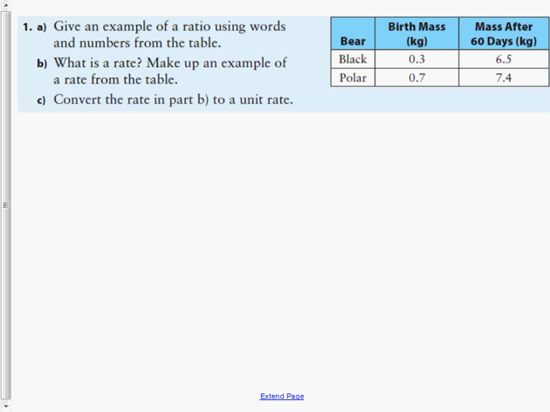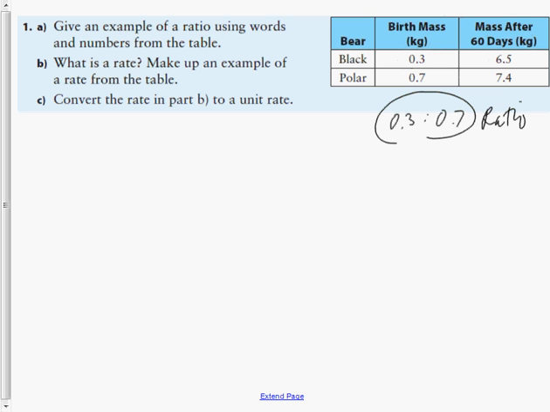But a rate is a little bit different. It's a comparison of two quantities in completely different units, and that's things like here we have the mass of a black bear at birth, and here we have the mass after 60 days. So a ratio could be something like 0.3 to 0.7. This would be a ratio of black bear birth mass to polar bear birth mass, and we would call this a ratio. But a rate is a comparison of two things that are not the same thing.